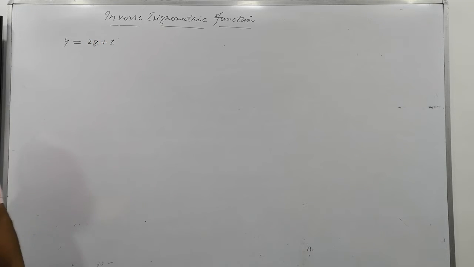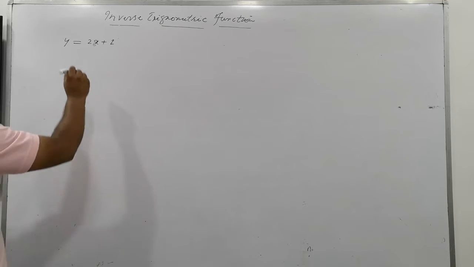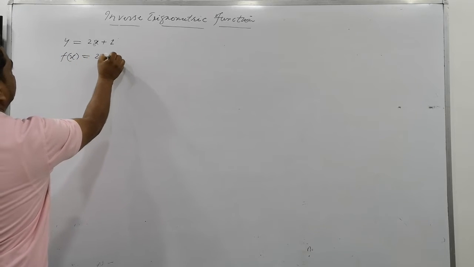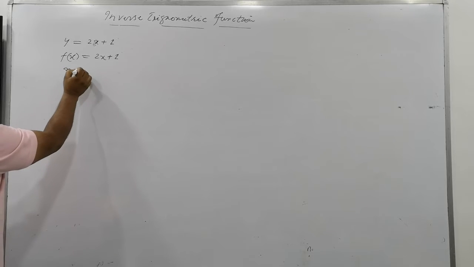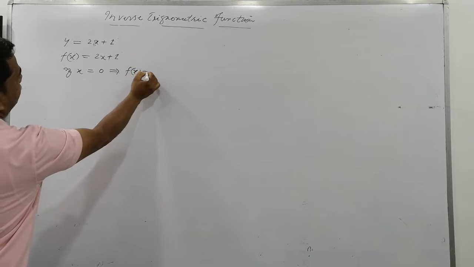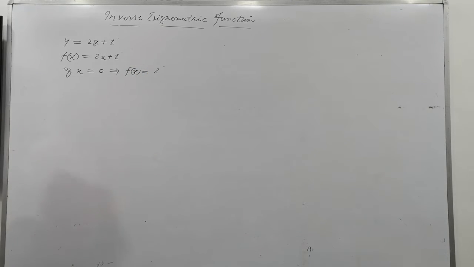Is that clear? This is a typical linear equation. Everybody knows how this linear equation works, right? So this linear equation is a function. We can say here y is a function of x. Also we can write in this manner f of x is 2x plus 1. Clear? So it's very simple. If you put a value in the place of x, what will f of x be? If x is 0, then f of x is 1. Is that clear now?